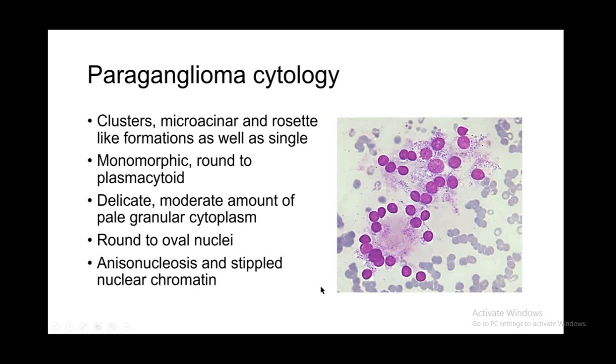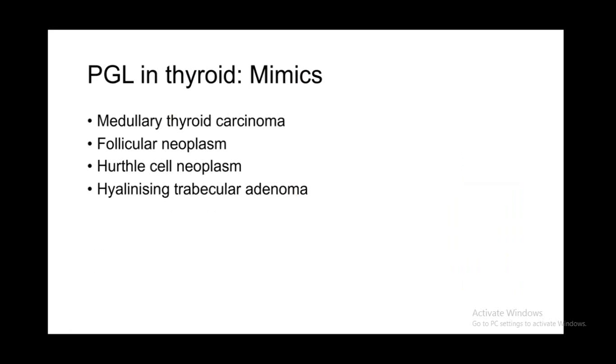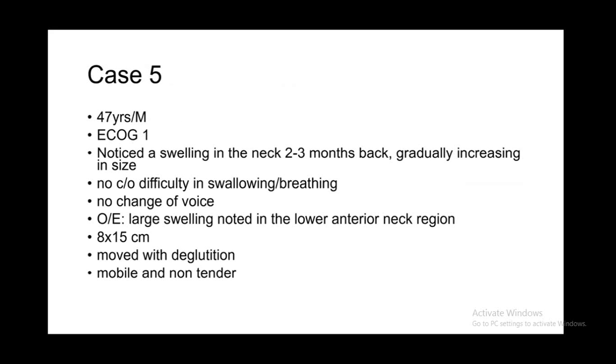and stippled nuclear chromatin. And because paraganglioma is a neuroendocrine tumor, it can mimic medullary thyroid carcinoma, follicular neoplasms, Hürthle cell neoplasms, and hyalinizing trabecular adenoma of the thyroid. So it is an interesting entity to be kept in mind.